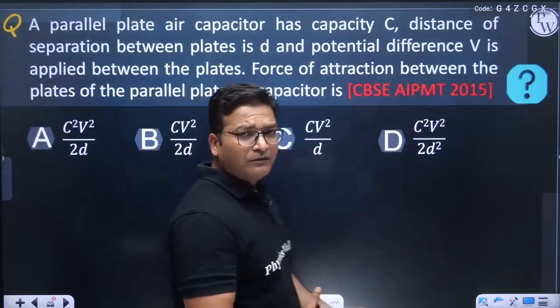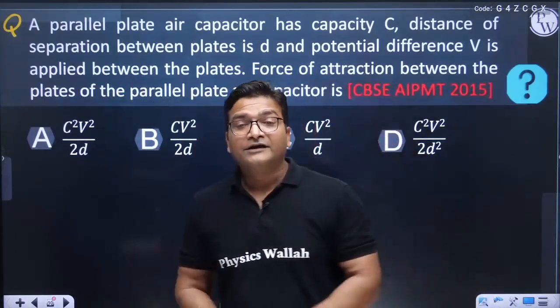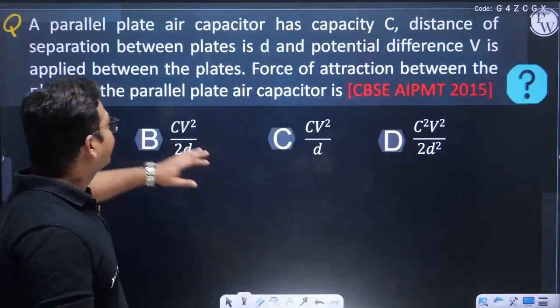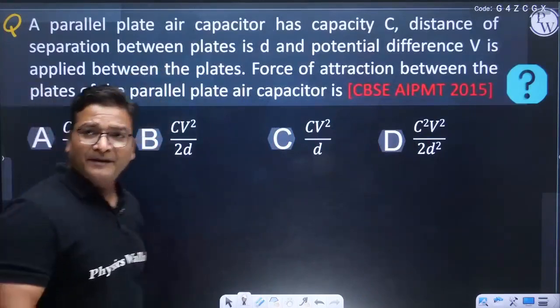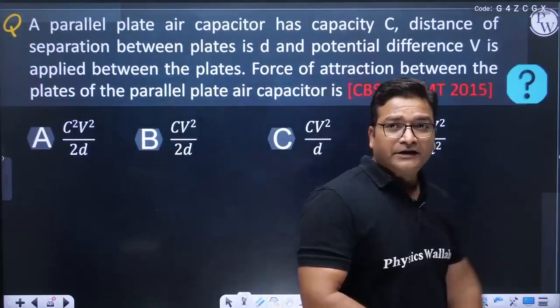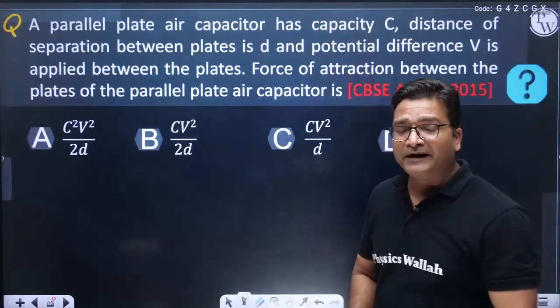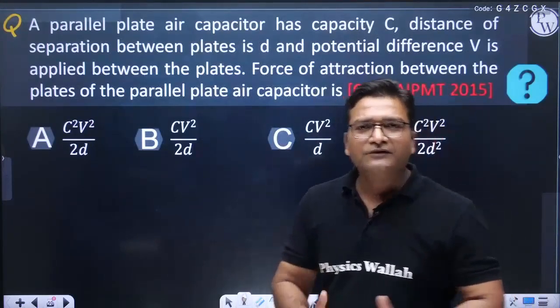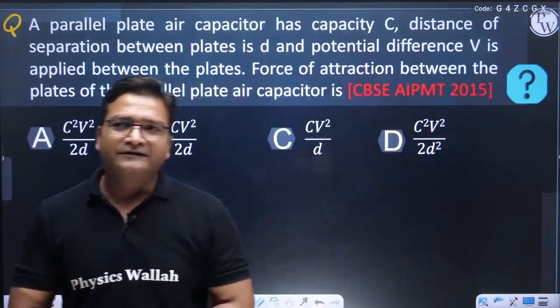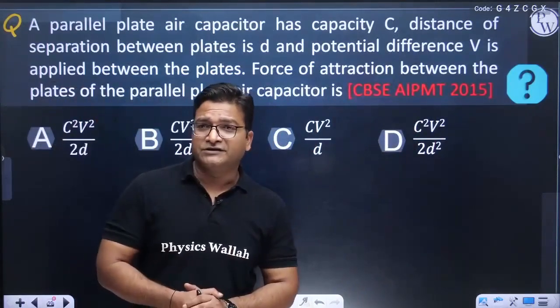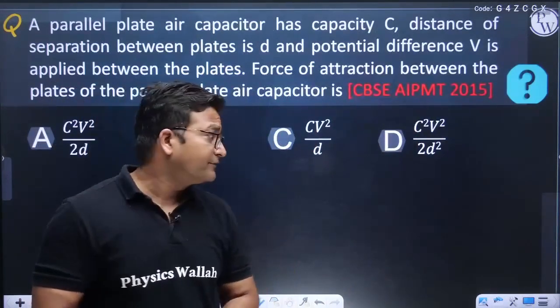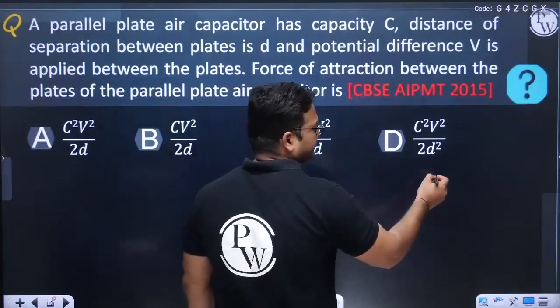So let us solve a few problems that were asked based on the theory I just explained. Okay, the first question is, a parallel plate capacitor has capacitance C. The distance of separation between the plates is D. Potential difference is V, and they are asking us what is the force of attraction between the plates of the parallel plate capacitor. Okay, so let us solve this.